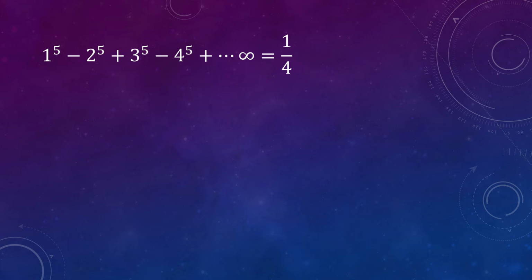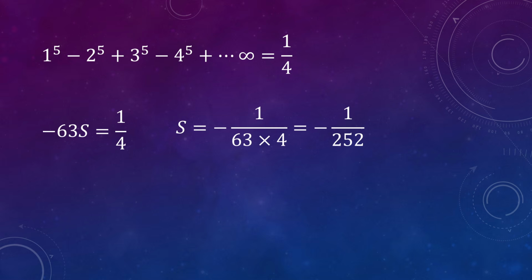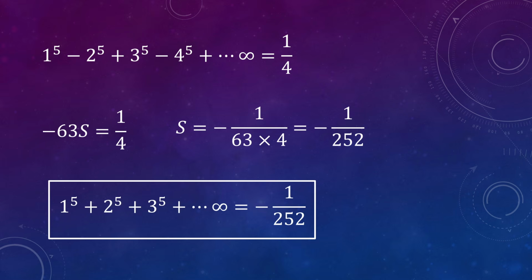And now this expression equals 1 over 4. That means minus 63 times s equals 1 over 4. So s will be equal to, if we solve it, minus 1 over 63 times 4, that will be equal to minus 1 over 252. So we have shown that the summation of fifth powers of all the natural numbers equals minus 1 over 252.